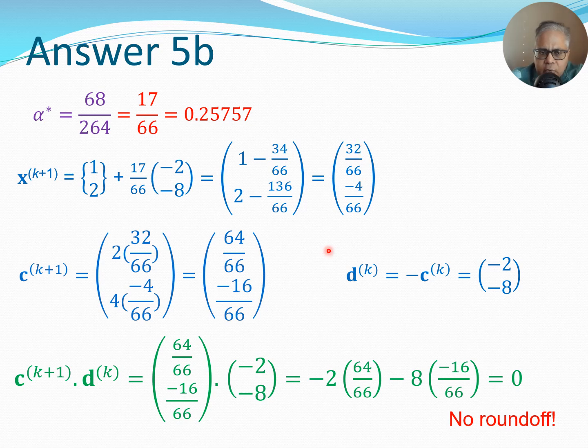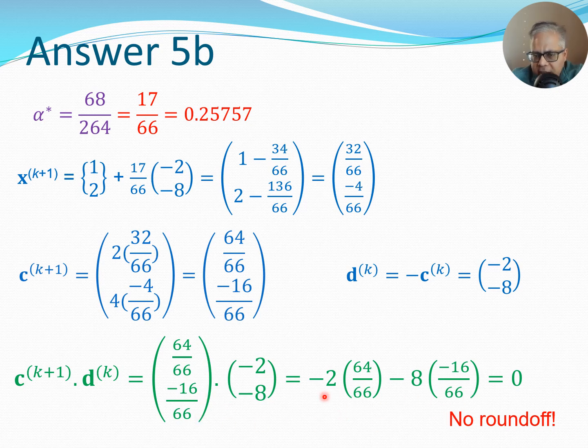Now what I can then do is calculate the ck at the value corresponding to this xk plus 1. So ck will simply become twice this x1 and 4 times this x2. That gives me these two values for the vector ck plus 1. Now of course I have dk is minus ck is minus 2 and minus 8, and then I can calculate ck plus 1 dot dk, which would give me the dot product of these two vectors. Now if we find the dot product, it would be minus 2 into this 64 by 66 minus 8 into minus 16 by 66.